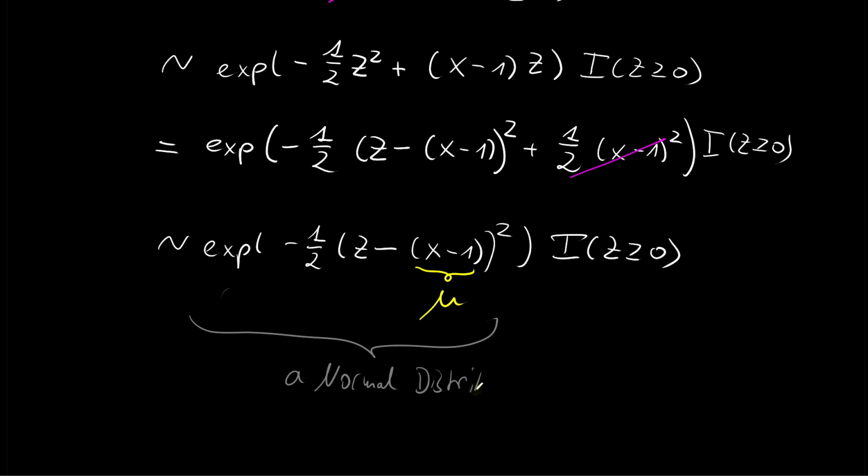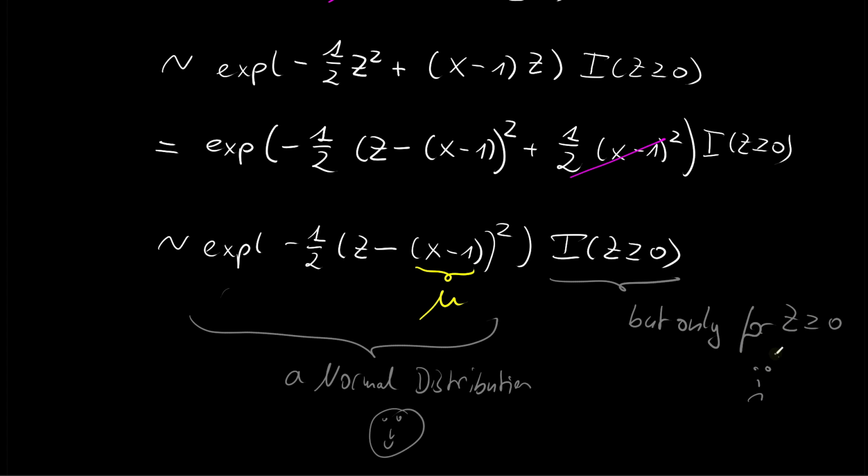That's amazing. So we found a distribution we know, and the good thing about doing the posteriors in that way is that we can then get the normalization constant. But now there is the big difficulty. We still have the indicator function. And so we only have a normal distribution for z greater or equal 0. So, but only for z greater or equal 0. And that is causing a lot of trouble. Because now our normal distribution is not going from minus infinity to plus infinity, but rather it is going from 0 to plus infinity. And so we can't use the original normalization constant that we already know.